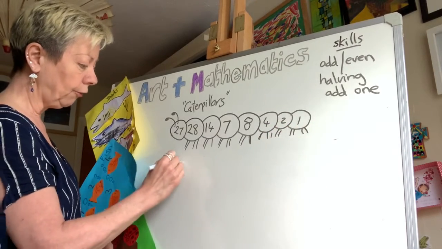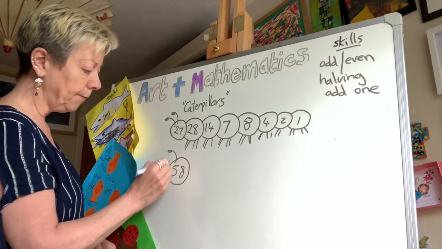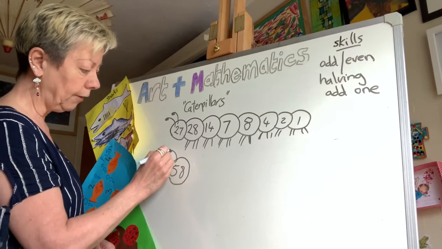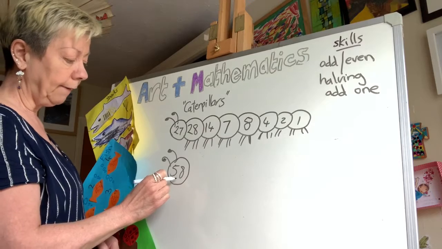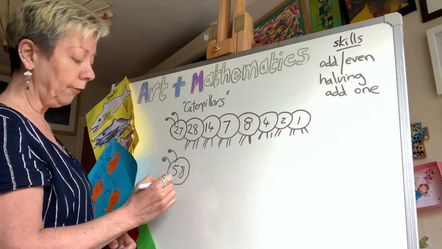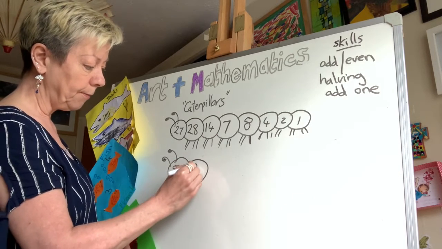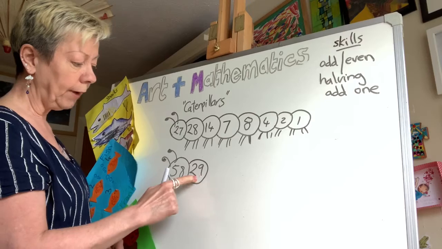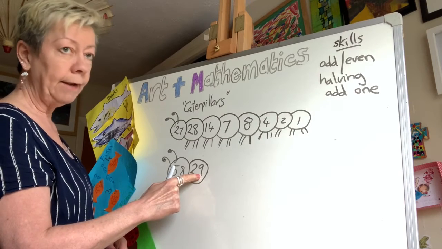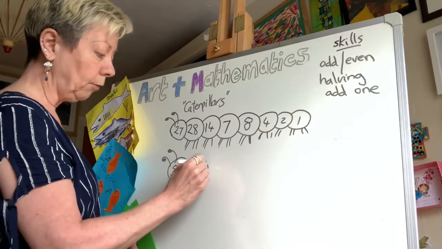Let's try another one. Let's do an even number. We look at this digit for the even number. 8 is even because 4 and 4 is 8. So half of 50 is 25. Half of 8 is 4. So 25 and 4 is 29. 29 odd or even? 9 is not divisible by 2 equally, so I have to add 1.